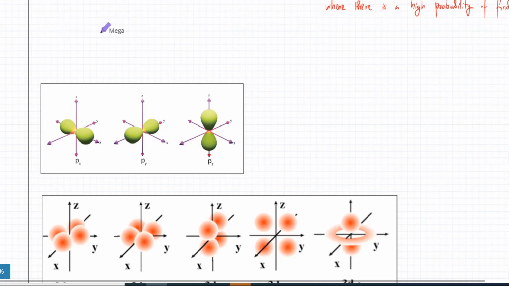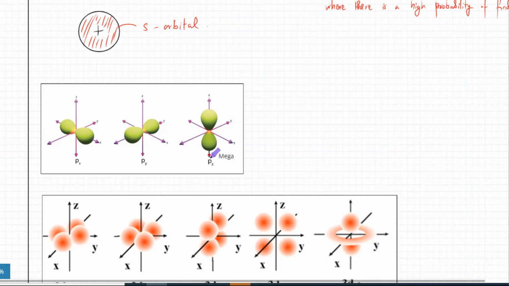For an s orbital, there is the nucleus, and the electron would be present in a spherical region around the nucleus. So the negative charge would be spread around the nucleus, and that is our s orbital. When it's there, that means the electron is present in an s orbital. These are your px, py, and pz orbitals.